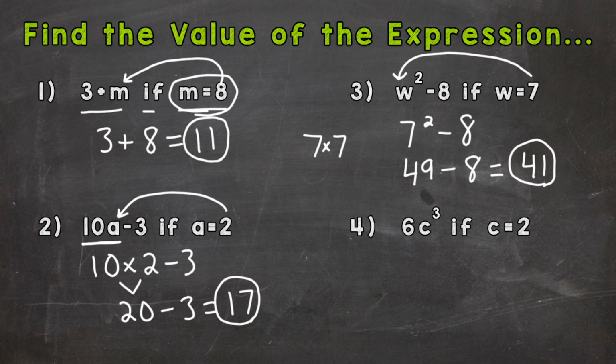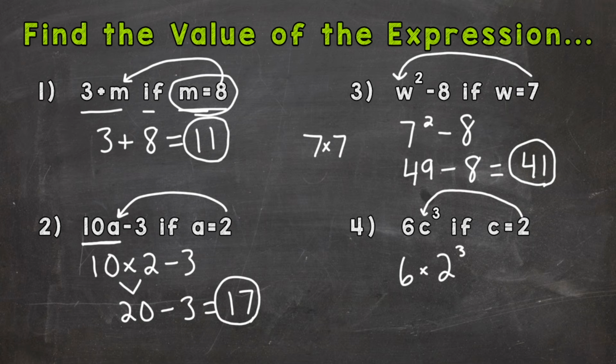And lastly, number 4 here, we have find the value of the expression 6c cubed if c equals 2. So we need to plug this 2 in for the c. And remember, a number right next to a variable means multiplication. So we have 6 times 2 cubed.